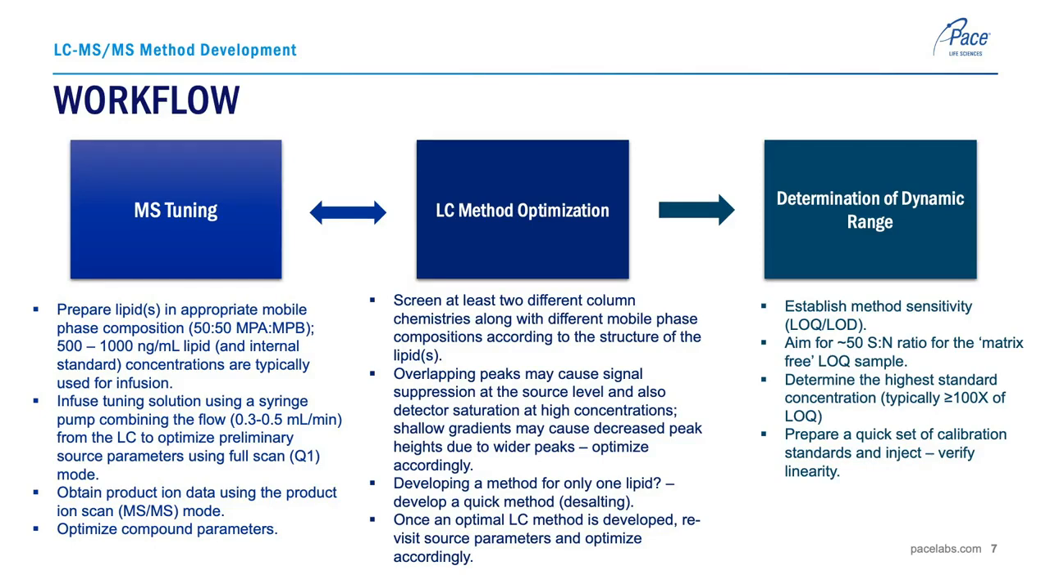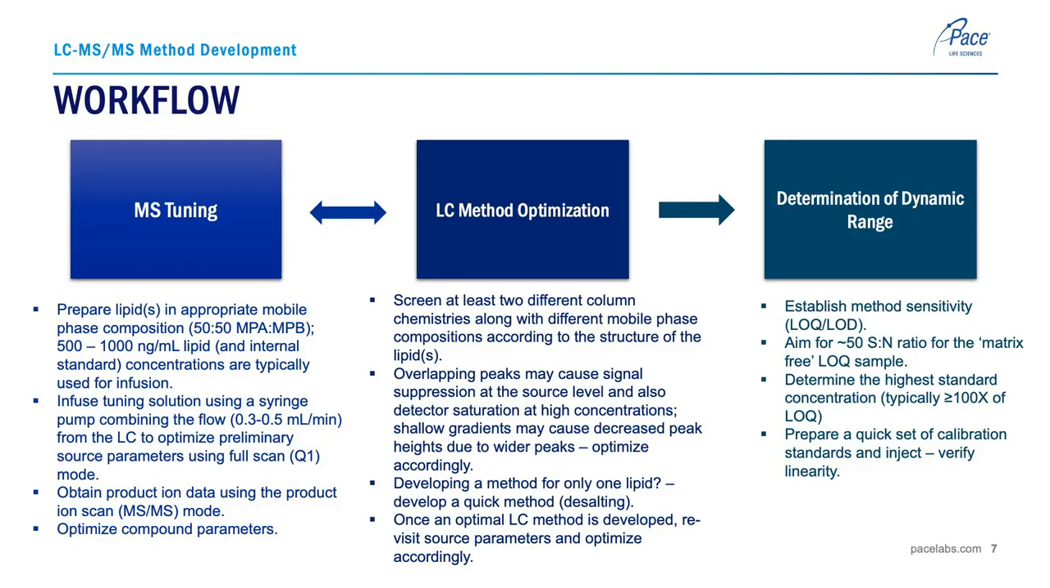A baseline separation between each analyte is not exactly needed. However, overlapping peaks may suffer from ion suppression at the source level and also may saturate the detector, especially at high concentrations. Shallow gradients producing baseline separation may have wider peaks, which may affect the method sensitivity. So optimize the method, keeping these issues in mind. Develop a quick desalting method if only one analyte needs to be analyzed.